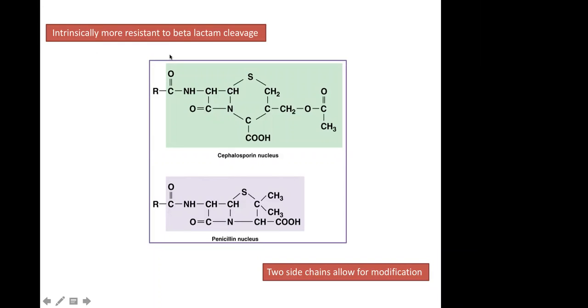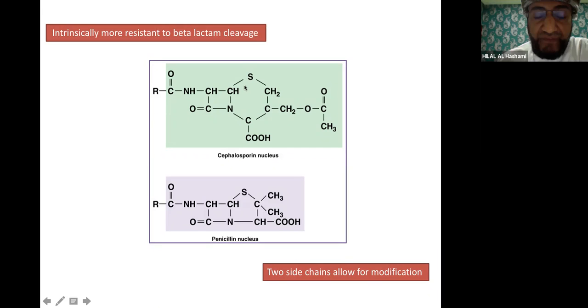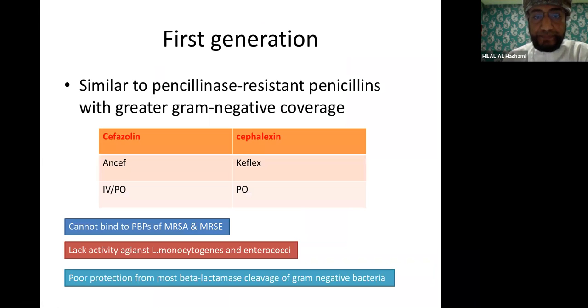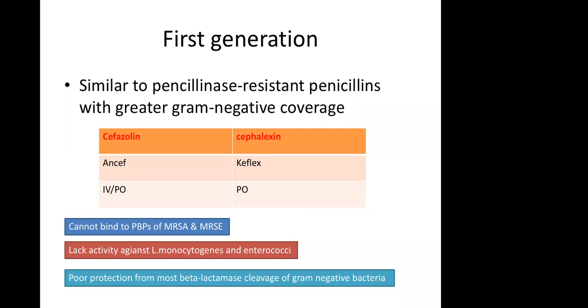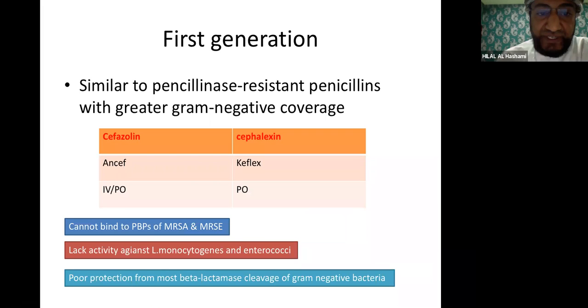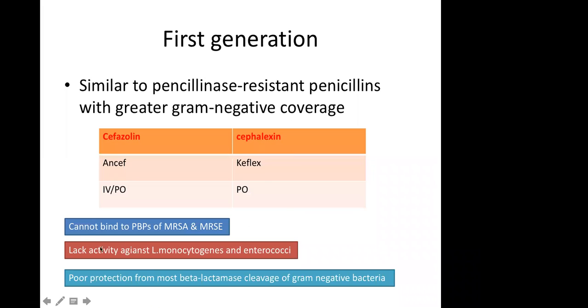And here, it is clear in that table that the first generation cephalosporin can be used as anti-staph. So the first generation cephalosporins are similar to the penicillinase-resistant penicillins with greater gram-negative coverage. We have cefazolin available as IV, and we have cephalexin as oral.